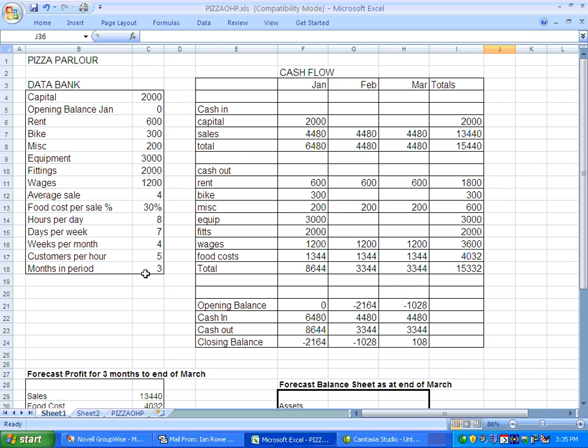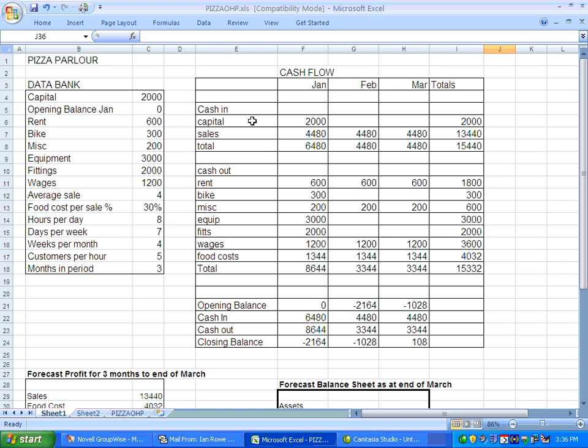The data bank, which is our sort of estimates or guesses of what we think is going to happen to the business, what we need to buy in to start the business off, and a calculation of how big our sales are going to be, how much money we expect to take from sales each month. And we're just doing a forecast only for 3 months. This is a cash flow forecast just for the first 3 months of the business. Normally you do it for a year at least, a 12-month forecast.